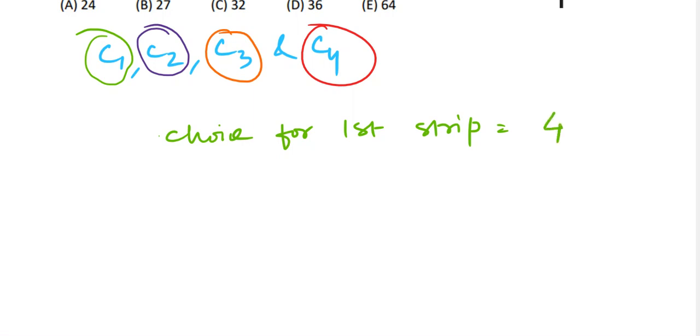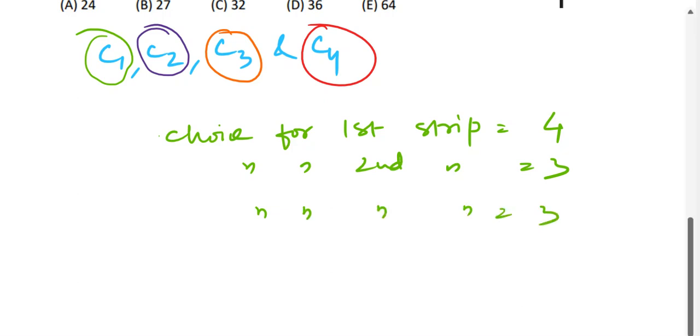For the second strip, there must be a different color from the first strip. So Emma has three remaining choices for the second strip. The choice for the second strip is 3. The third strip must be a different color from the second strip, so Emma has 3 remaining choices for the third strip, same as the second strip.